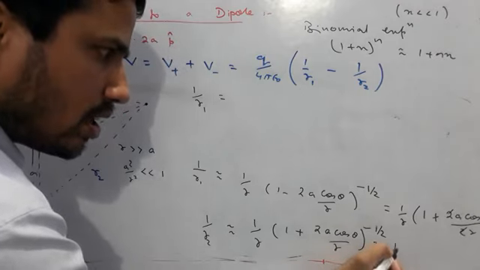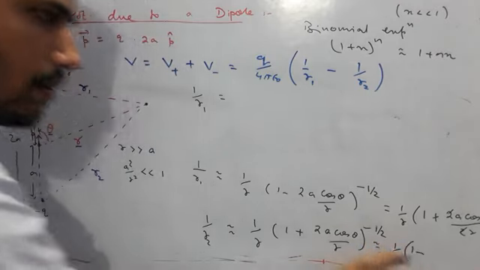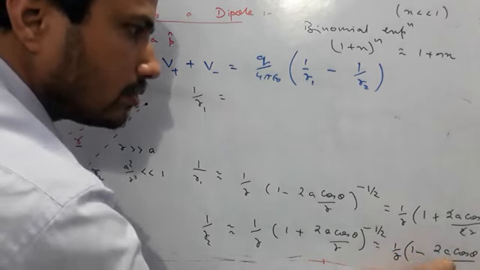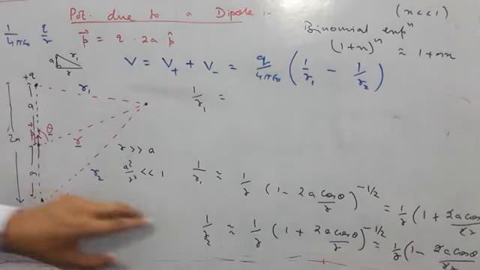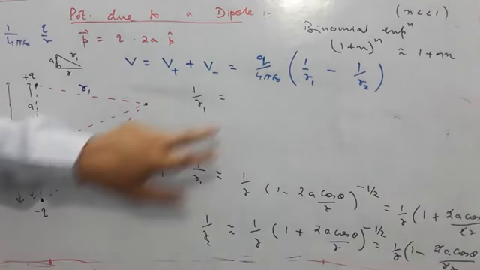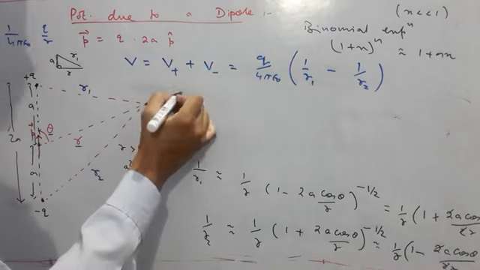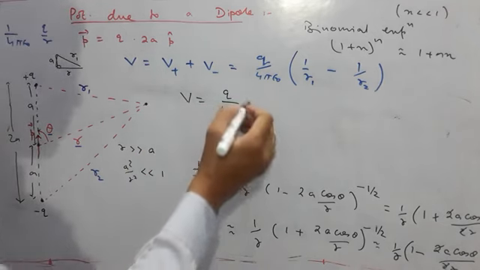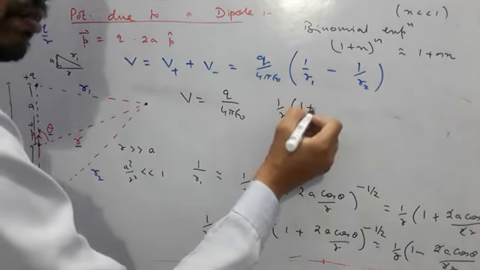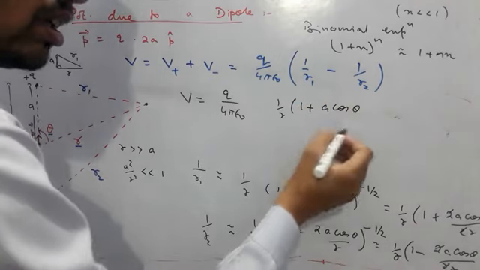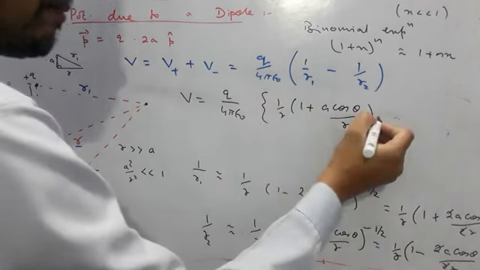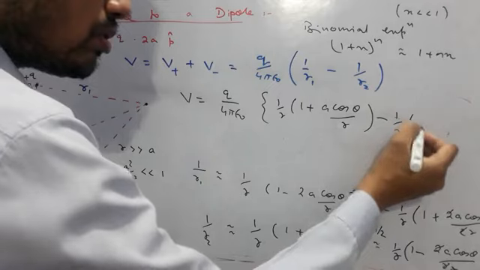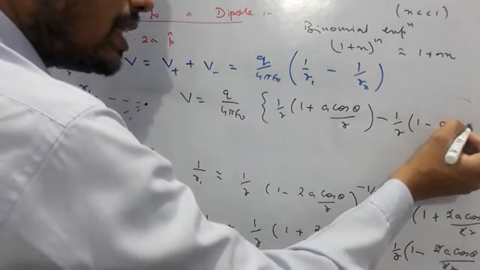Likewise here how much will we get? 1 by R times 1 minus half into 2a cos theta by R. So again 2 will cancel. Now we have got 1 by R2 and 1 by R1. Put these values in this particular expression. So we will have V is equal to Q upon 4 pi epsilon naught, 1 by R1 I will put as 1 by R into 1 plus a cos theta upon R, minus 1 by R2, which will be 1 by R times 1 minus a cos theta upon R.